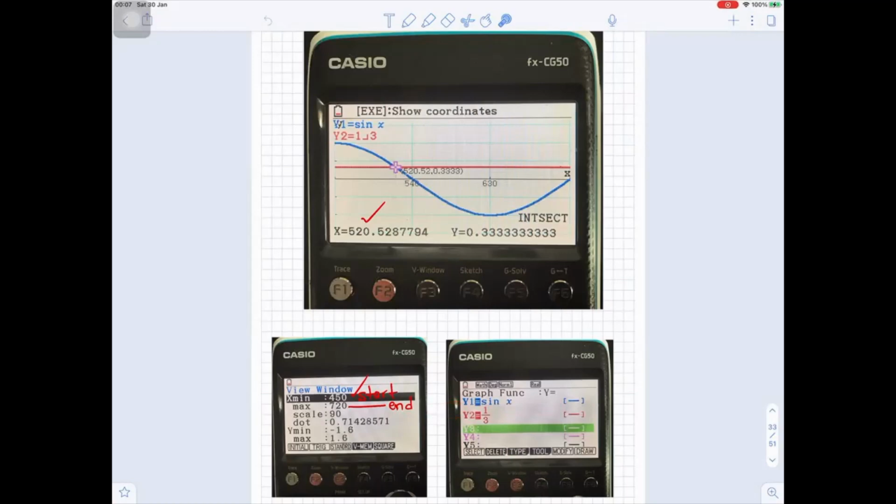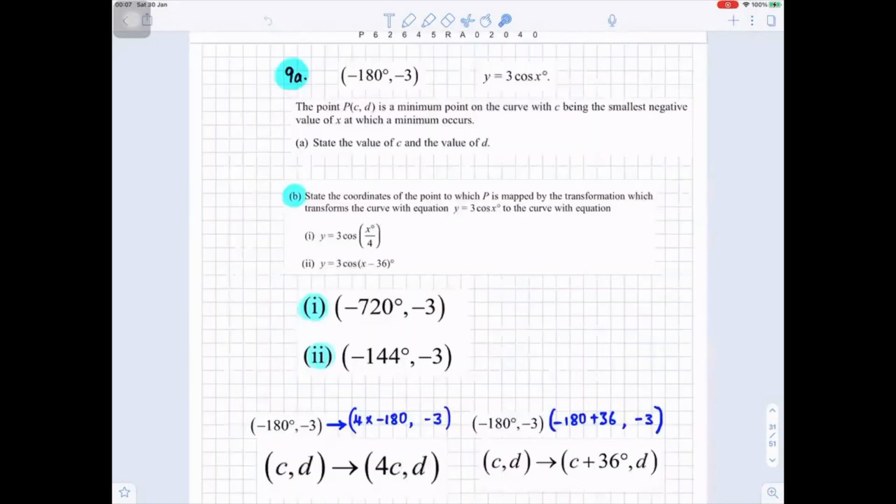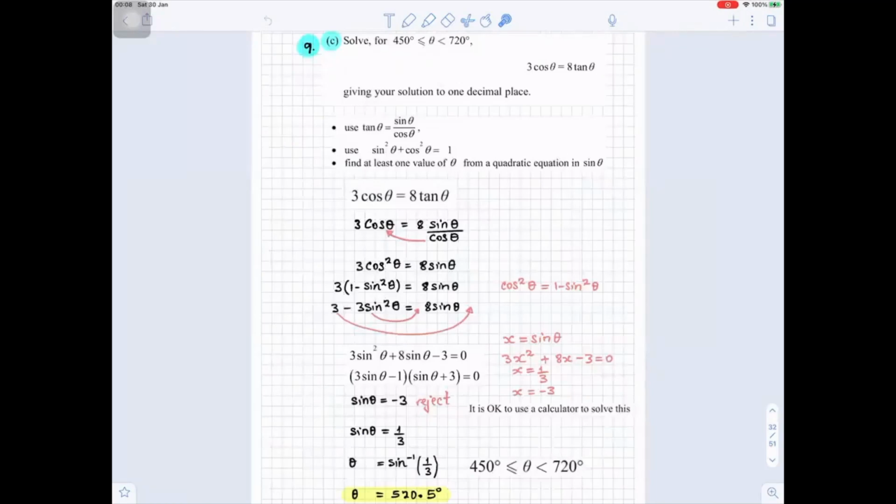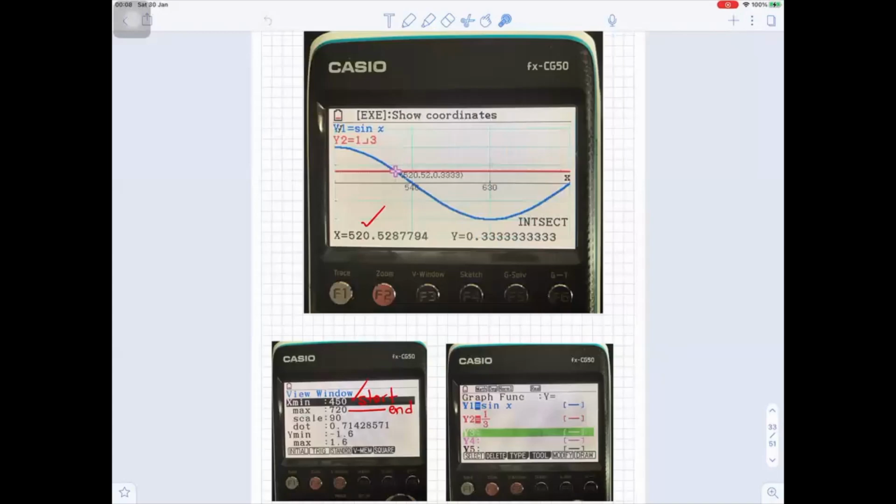And where do they meet? Y equals 1 over 3 is the red line. Y equals sine x is the blue curve. And where do they meet? Where they meet gives you the answer, which is at 520. So that's the answer for question 9A and B. And that's the answer for question 9C. And that's the graph you can draw for question 9, part C.